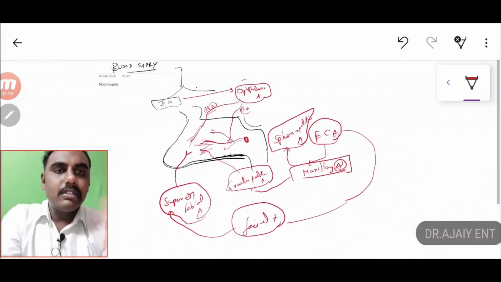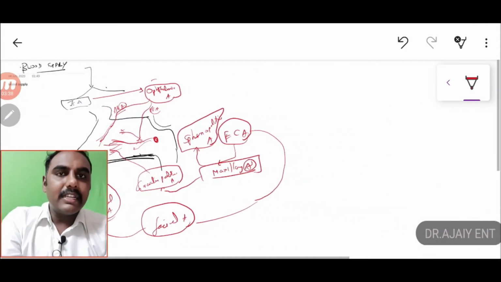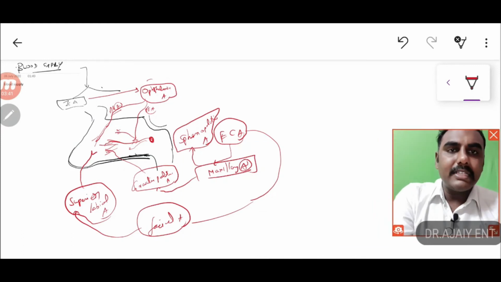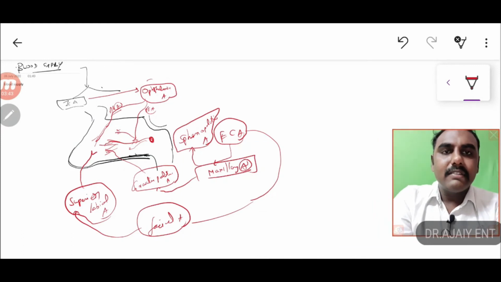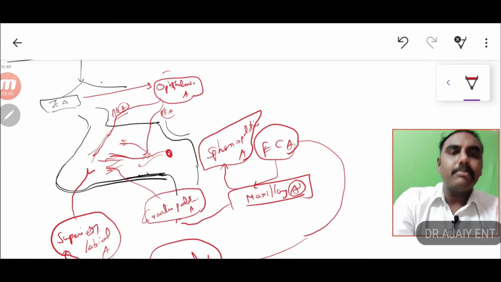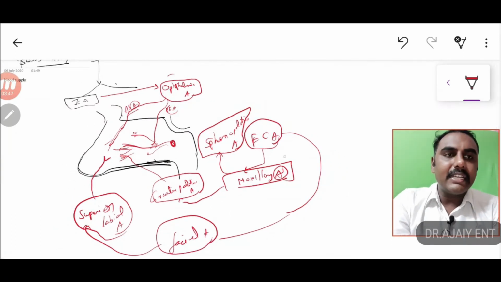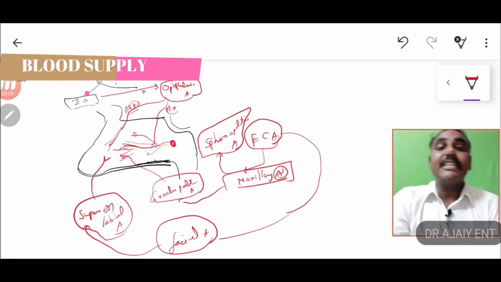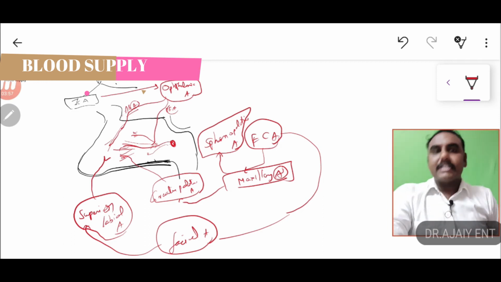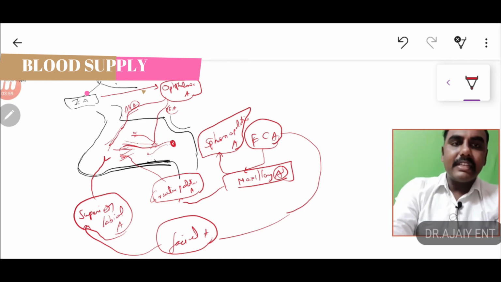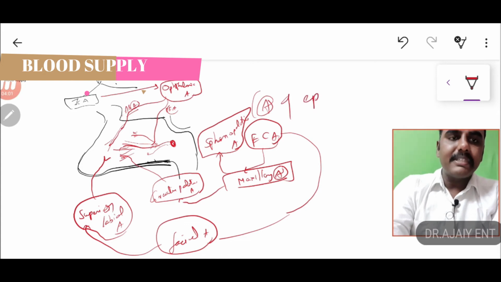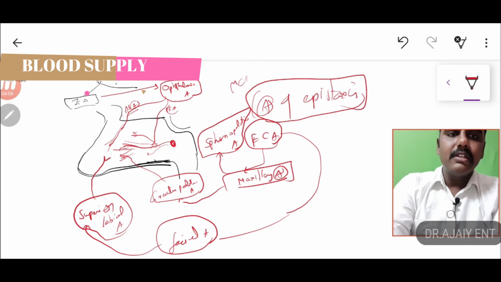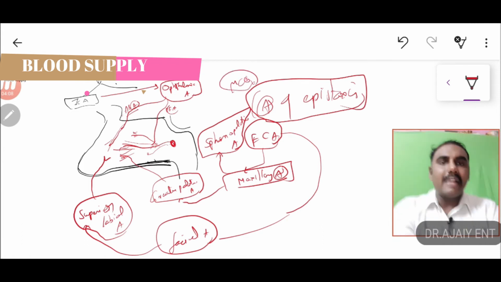So, blood supply of the nose: the internal carotid artery gives a branch, the ophthalmic artery, which has two further branches, the anterior ethmoidal artery and the posterior ethmoidal artery. Then the external carotid artery gives the maxillary artery. From the maxillary artery goes the sphenopalatine artery, which comes out of the sphenopalatine foramen and supplies a major part of the nose. The sphenopalatine artery is called the artery of epistaxis. When they ask you the artery of epistaxis in an MCQ, it is the sphenopalatine artery.